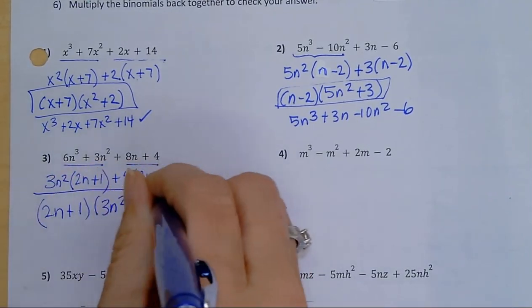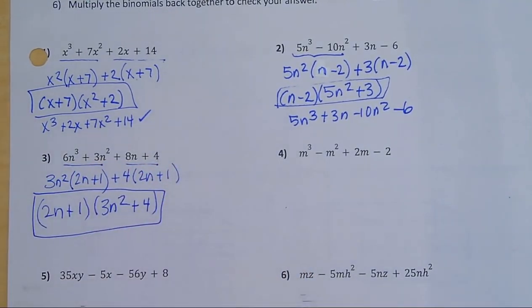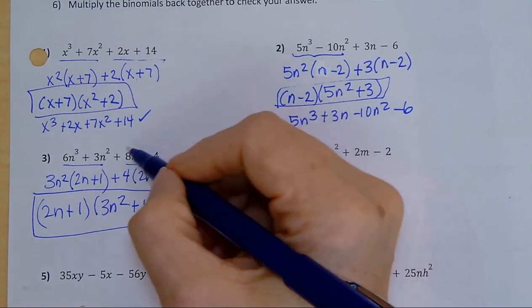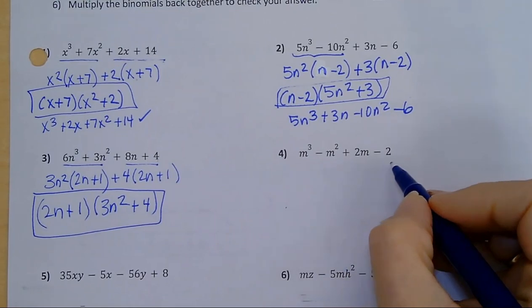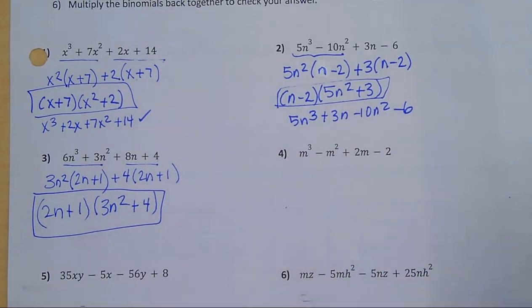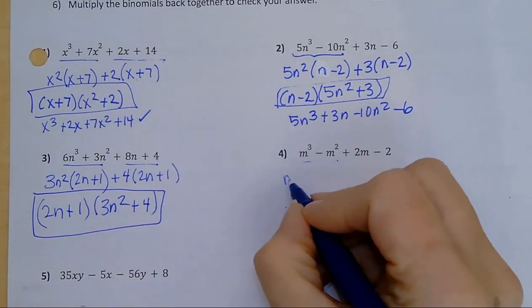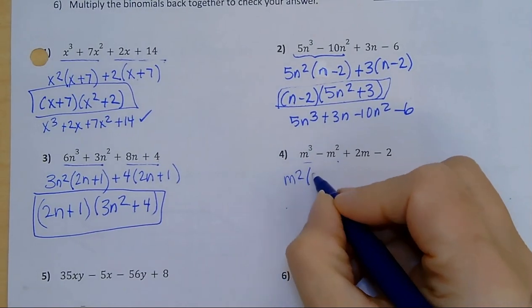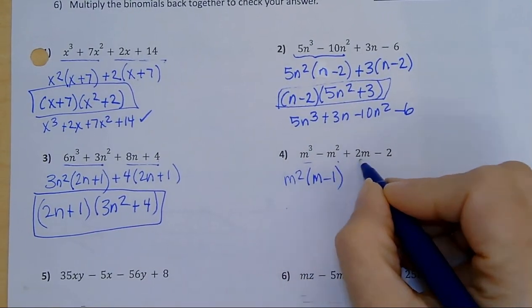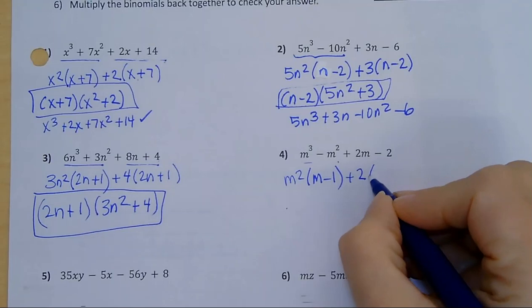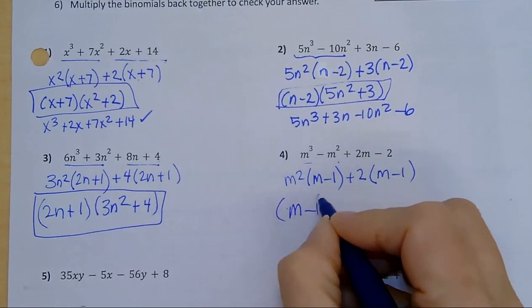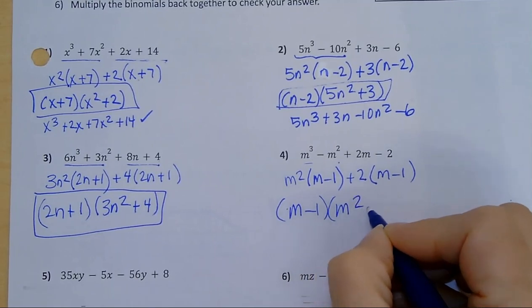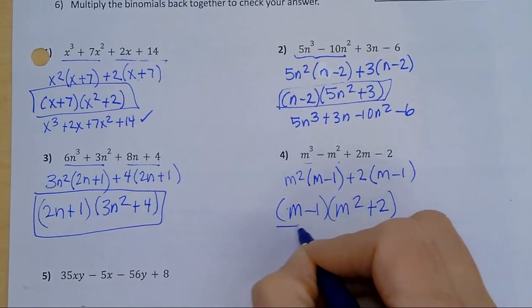That is my set of factors, my binomial factors of this big polynomial: m cubed minus m squared plus 2m minus 2. These guys get to lose m squared. Let's pull that m squared out, and I'm left with m minus 1. These guys, I'm going to pull out a 2, and I'm left with m minus 1. So m minus 1 times m squared plus 2.